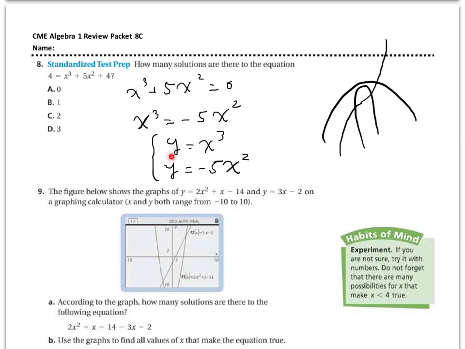So put it in the graphing calculator. If you don't have it with you, Google the graphing calculator, and you can also graph that on the computer screen. And then you count how many intersections you have, and if these two graphs intersect twice, then that means you have two solutions.